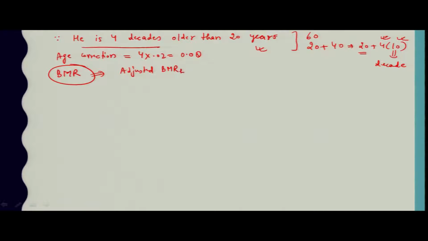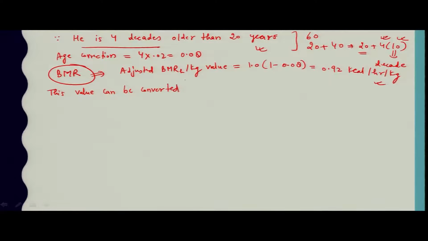So in this way the adjusted BMR per kilogram value will be 1 minus 0.08, that will be equal to 0.92 kilocalorie per hour per kilogram. So this value is calculated, and this value can be converted to an equivalent BMR value per minute by dividing by the number of minutes in an hour.